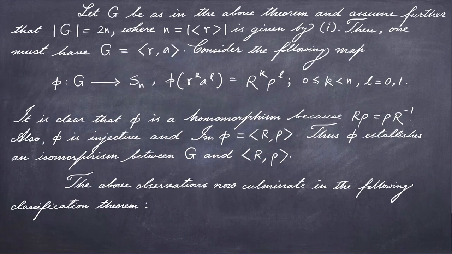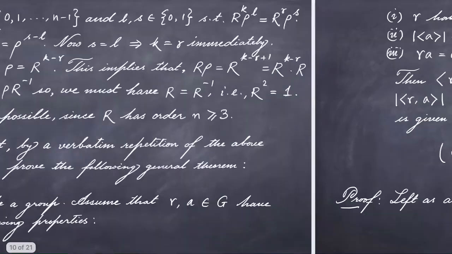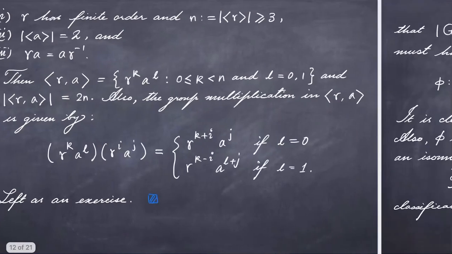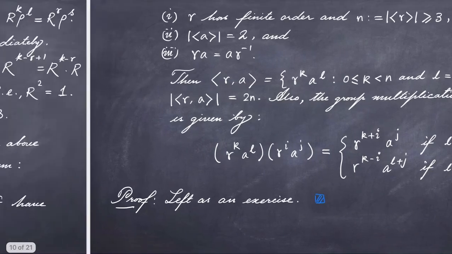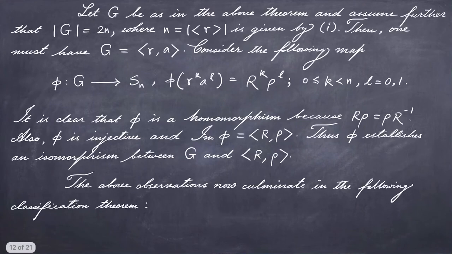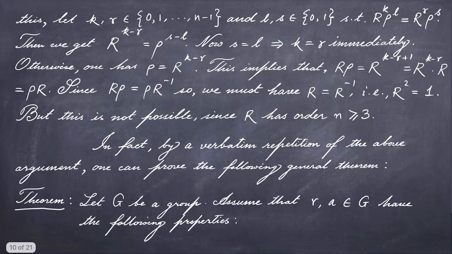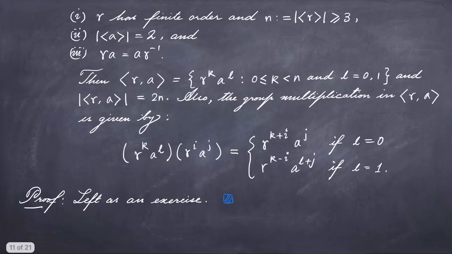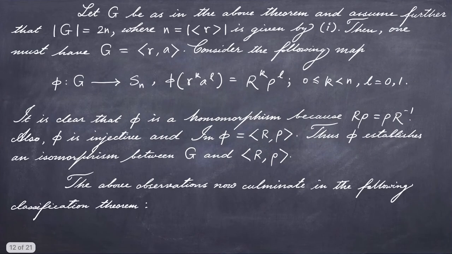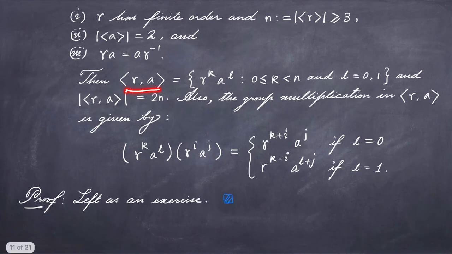So now we let G be as in this theorem, and furthermore we assume that G has order exactly 2n. I repeat, this theorem says that suppose in a group G there are elements r and a, where r has order n, which is at least 3. Now if we furthermore assume that the order of the group is exactly twice the order of r, then certainly G has to be equal to this, right?